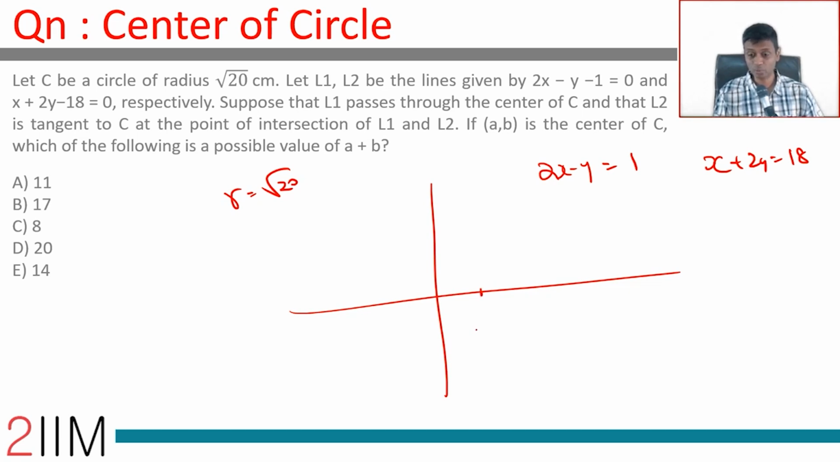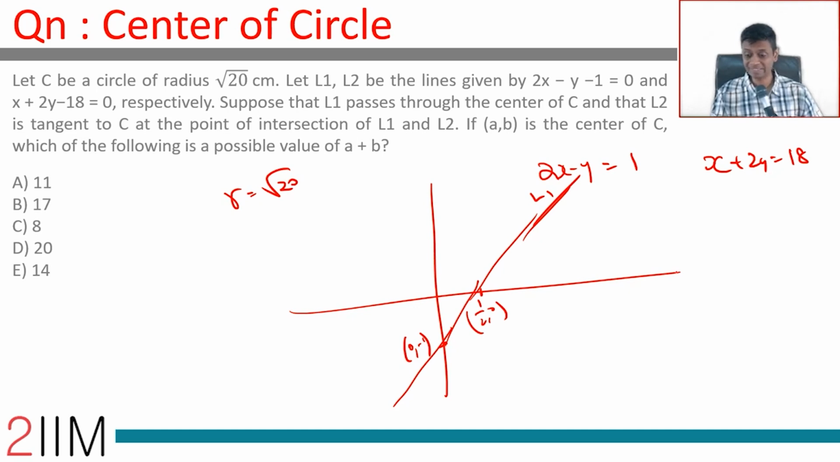If we put x equal to 0, we get y is minus 1, so the point is 0 comma minus 1. So it's a line like this. This is L1. L2 is x plus 2y equal to 18. For L1, the points are half comma 0 and 0 comma minus 1.